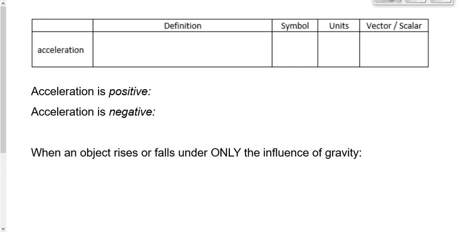We defined acceleration as the rate of change of velocity, right? Remember, velocity was the rate of change of position. Not the change in position, but rather how quickly the position changes. Acceleration is the rate of change of velocity. Not the velocity, but how quickly the velocity changes.